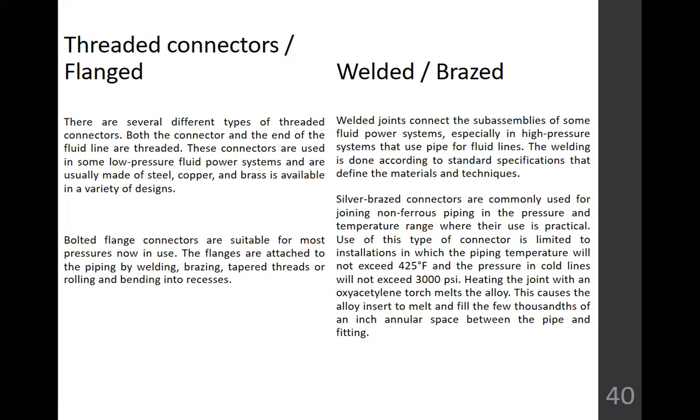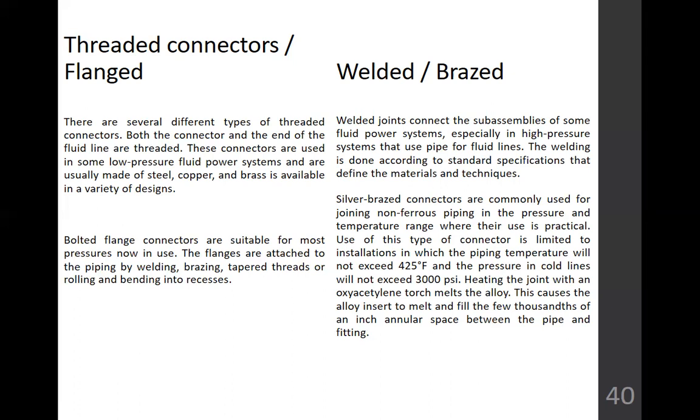For the welded and brazed type, welded joints connect the sub-assemblies of some fluid power systems, especially high-pressure systems that use pipe or fluid line. The welding is done according to standard specifications that define the materials and strength. Silver braze connectors are commonly used for joining non-ferrous piping and steel in the pressure and temperature range where their use is practical.